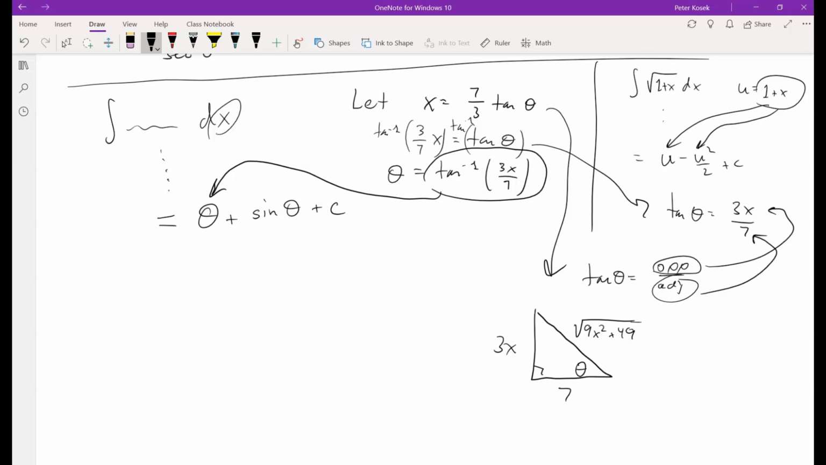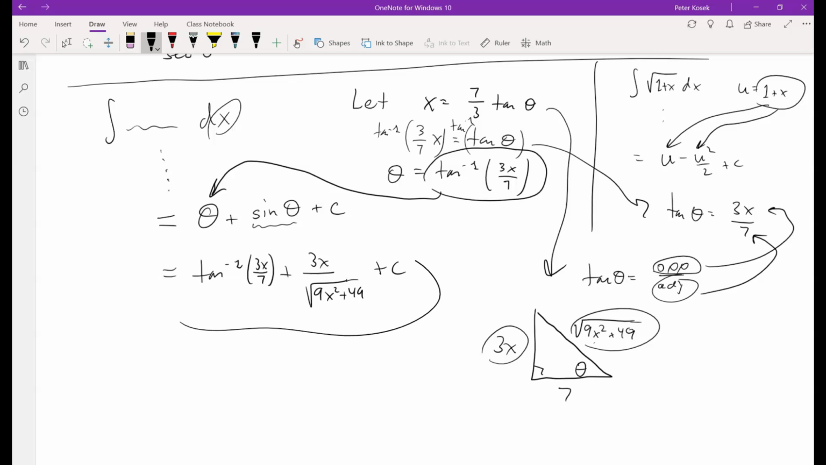So now if I want to figure out what is sine theta, well then I just use what you know about trig. You do opposite over hypotenuse, and so in this case, hypothetically, my answer would be tan inverse of 3x divided by 7 plus 3x divided by the square root of 9x squared plus 49, plus c.